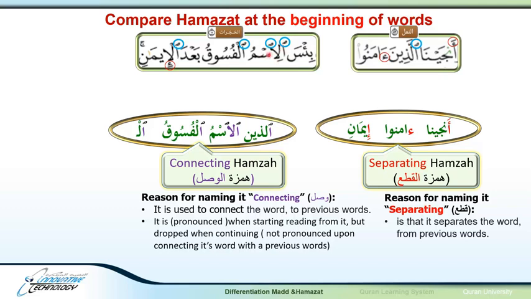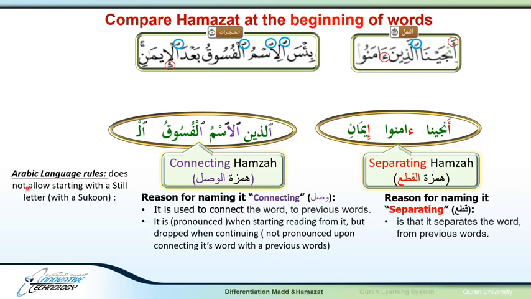But if we say al-ism, al-ism, al-ism, it's not pronounced. Al-fusuq, when we start with it, we pronounce it. But if we say al-ismul fusuq, then the hamza is not pronounced. So it is pronounced when starting reading from it, but it's dropped, not pronounced, when connecting the word that has the hamza with the previous word.